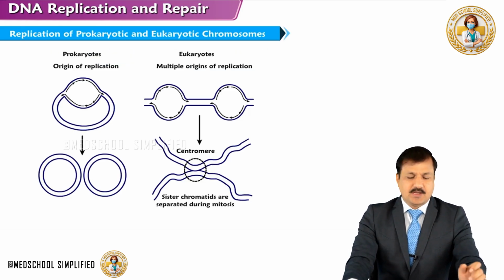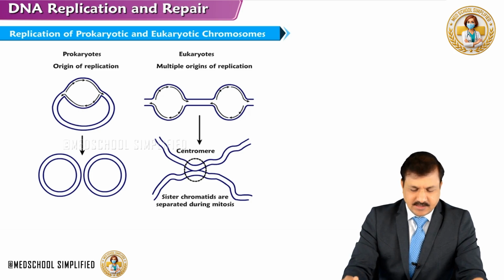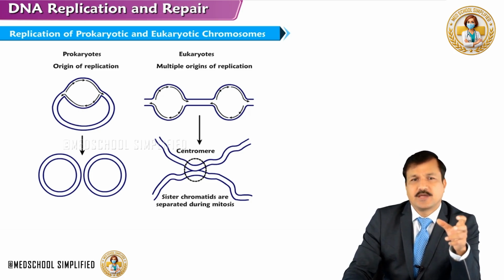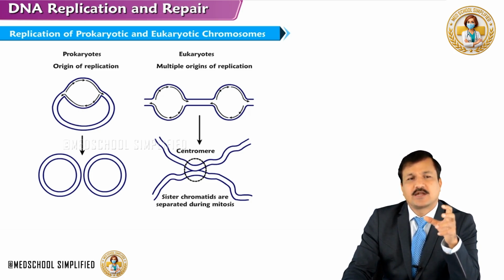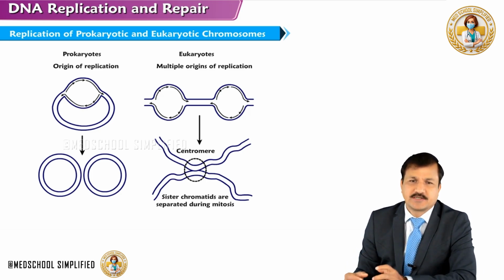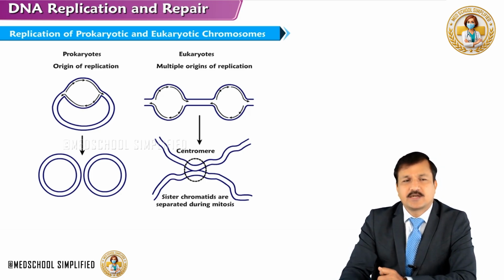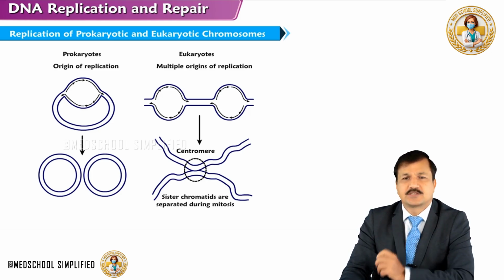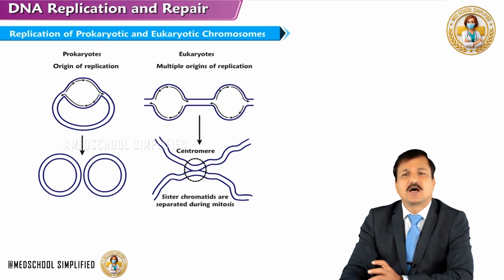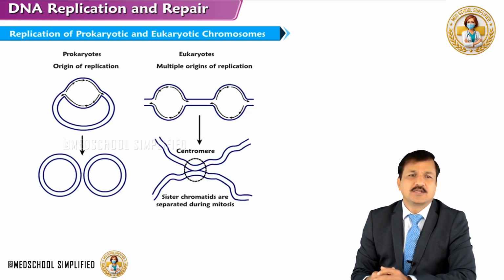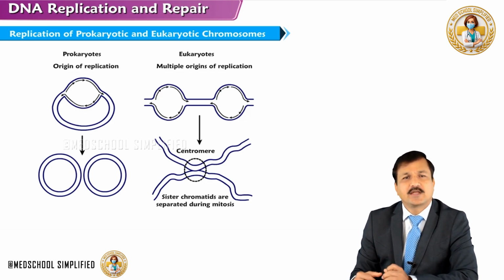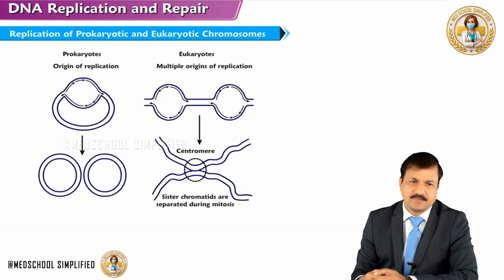Now let's compare the replication of prokaryotic and eukaryotic chromosomes. Note that the bacterial chromosome is a closed, double-stranded circular DNA having a single origin of replication. A separation of the two parental strands of DNA creates two replication forks that move away from each other in opposite directions around the circle. Replication is thus a bidirectional process. The two replication forks eventually meet, resulting in the production of two identical circular molecules of DNA.